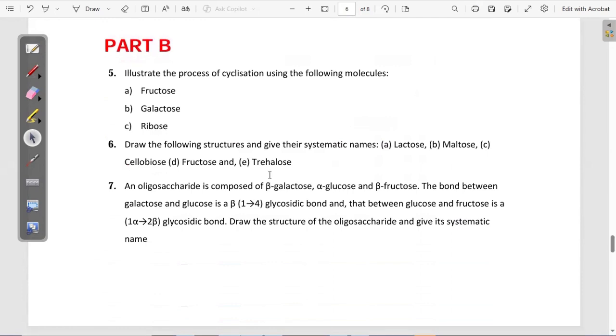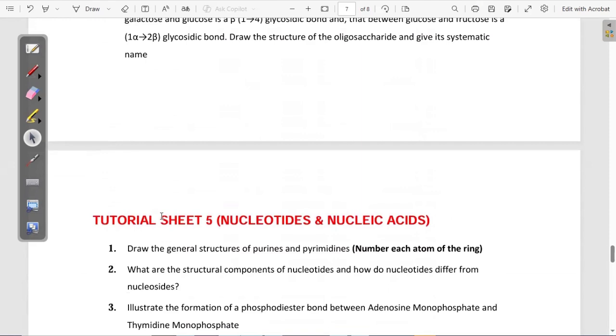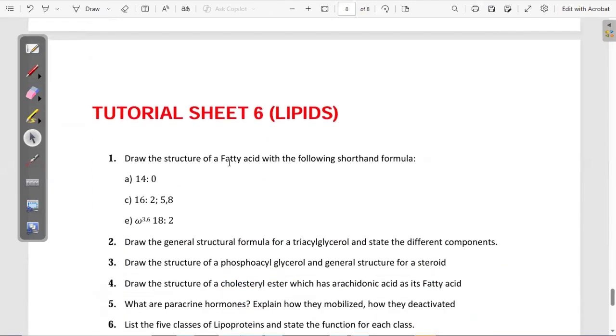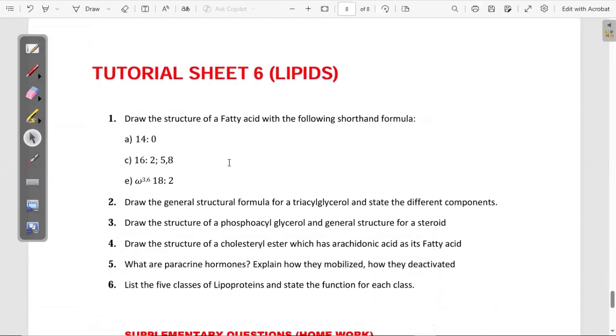Yeah, we did all this part, how to draw the oligosaccharides. So the videos are there on the website. We also did questions on nucleotides and nucleic acid. You can access them on the website. And then the last tutorial that we did for this course was lipids.